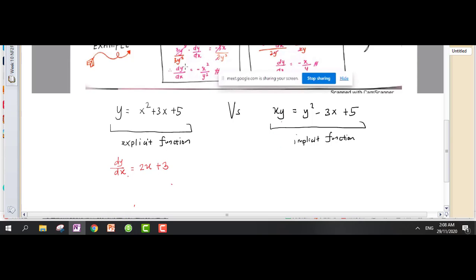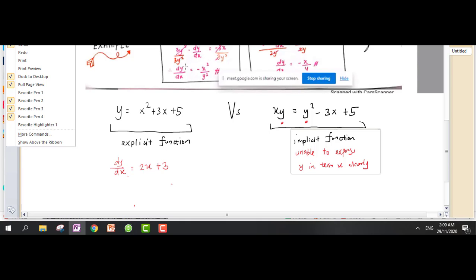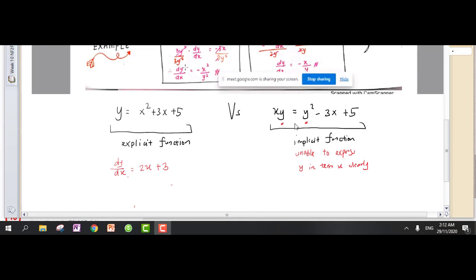But when it comes to this one, you find that there are two terms with y: one is y, another one is y squared. It means we're unable to express y in terms of x clearly. That's why we call it an implicit function. So for implicit differentiation, we require a few basic skills. What is the basic skill that we have to know? Let us take a look at some comparisons.